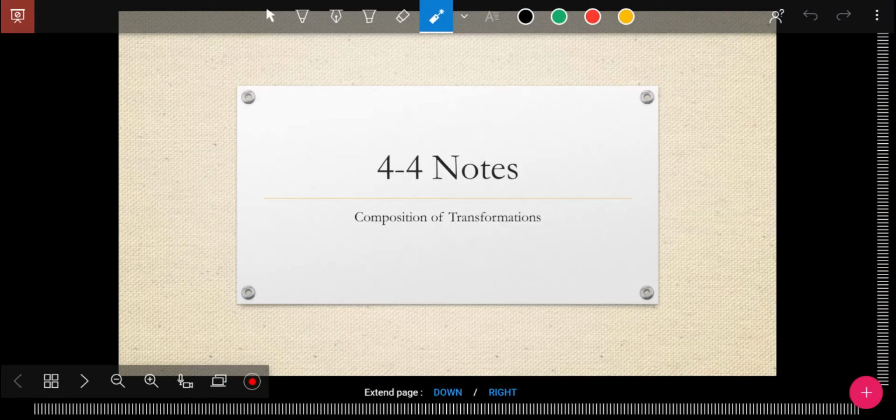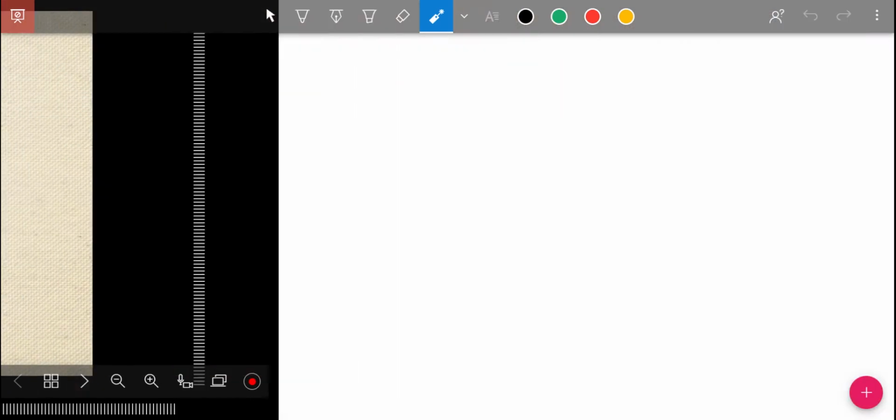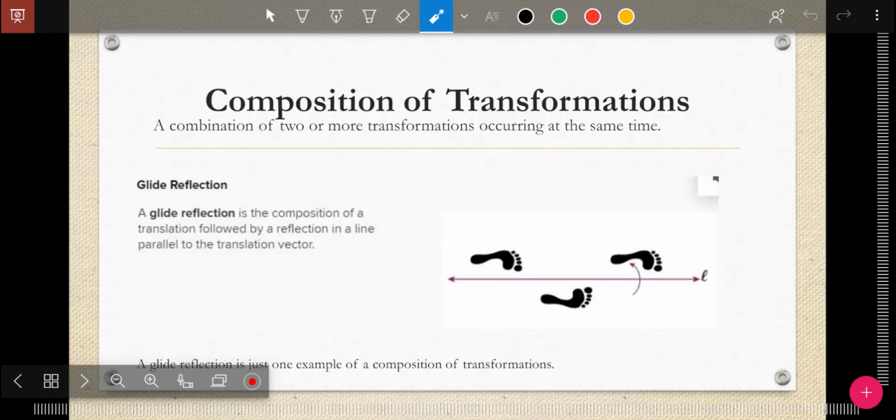Today's lesson is going to look at Module 4, Section 4, Composition and Transformations. The first thing we need to understand is what a composition of transformations is. It's a combination of transformations, where you're doing two or more transformations at the same time.